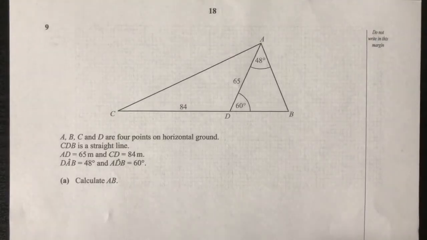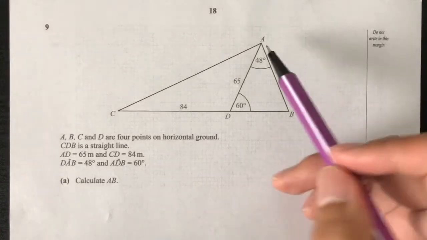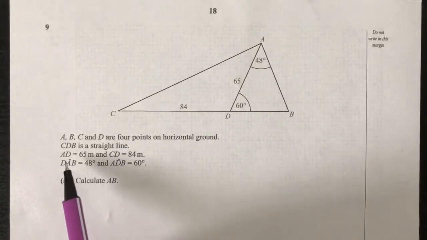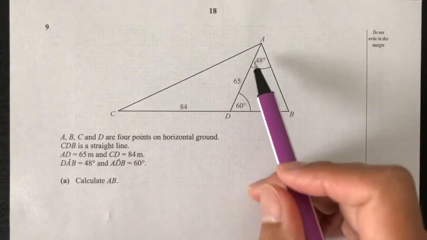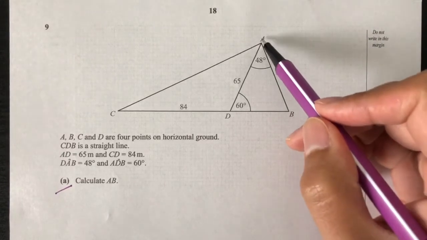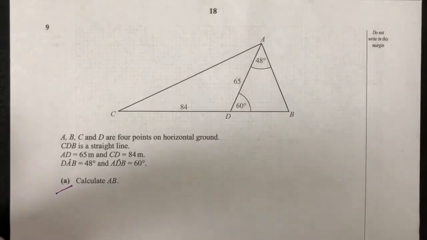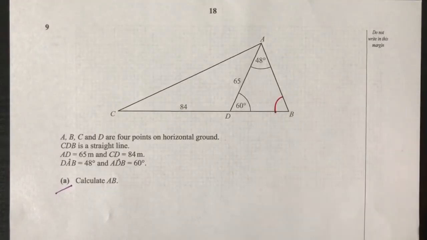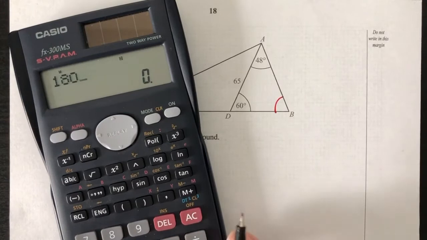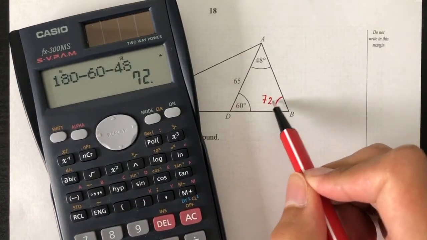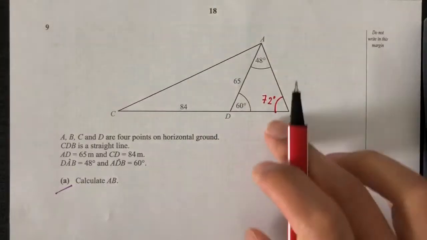Question number 9, we have two triangles, as you can see, ABC and ABD. Now we have these sides given to us and the angle has been given to us. So question 1, calculate AB. So how would you find AB? By observation, you can see that we know these two angles, so the third one will be pretty easy. We can just do 180 minus 60 minus 48. That will be 72.